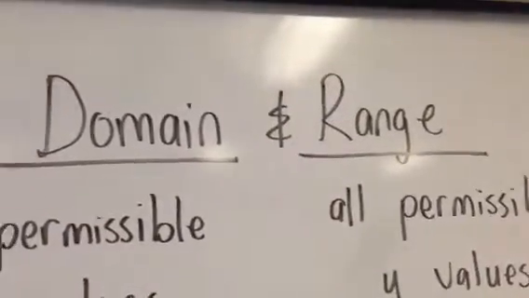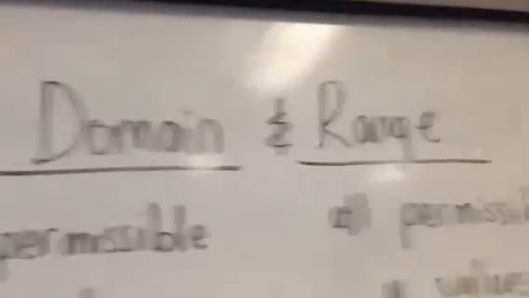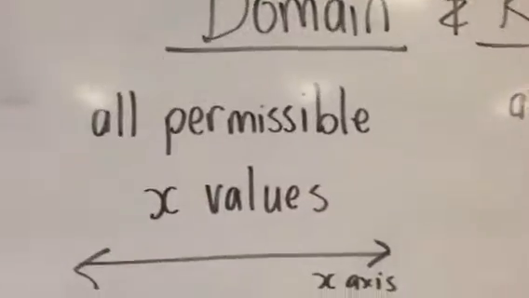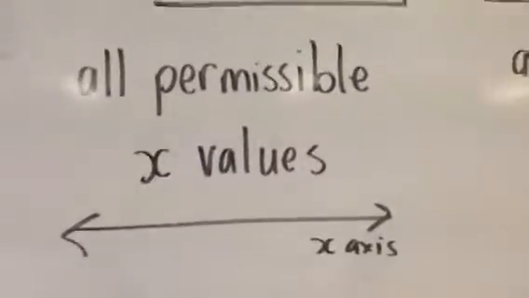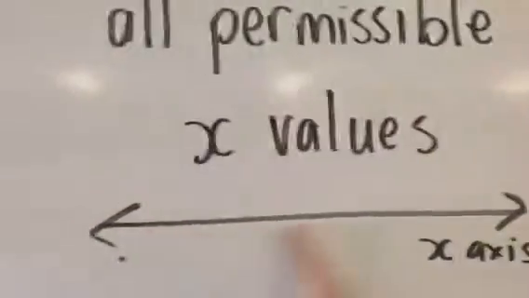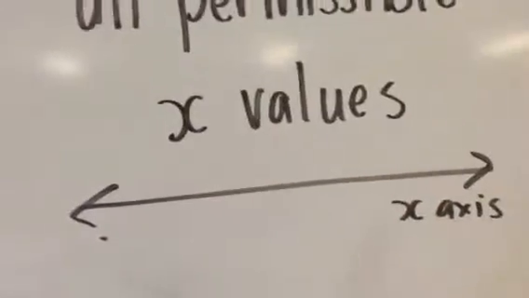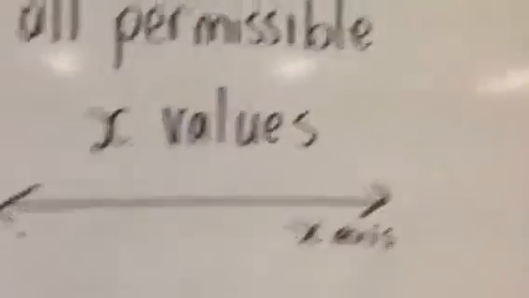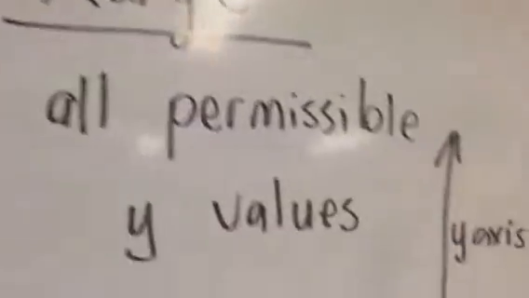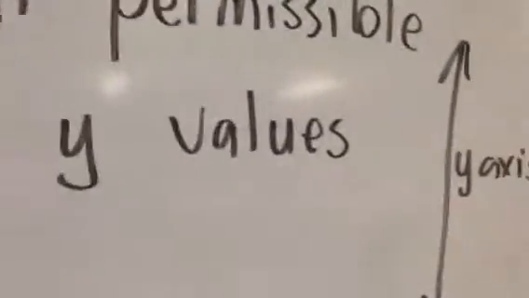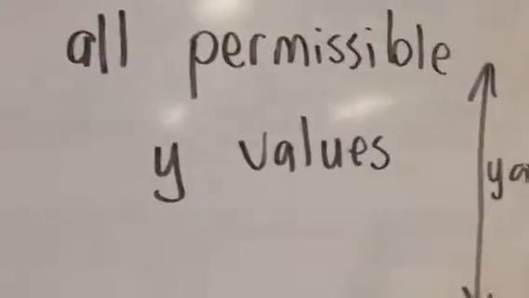Okay, now we're looking at domain and range. Your domain is all possible x values. So we're thinking about our x-axis going horizontal, all the possible x values that our graph would have, and our range is similar, except this time we're going vertical and we're thinking about all possible y values. So let's have a look at some.